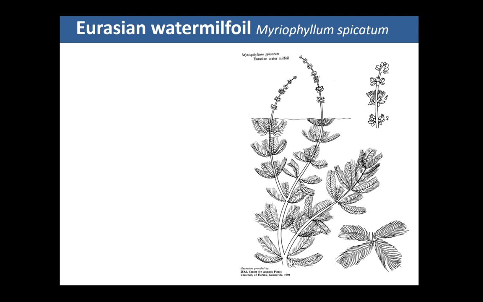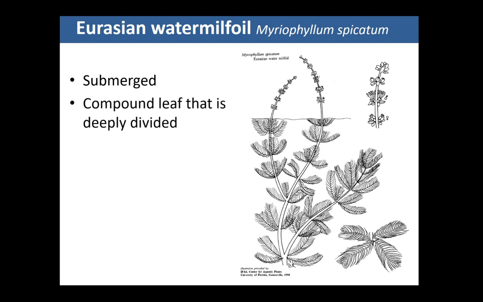Because in a drawing, the artist can always clearly illustrate the key characteristic, whereas in a photograph, sometimes you can't see those characteristics just because of the nature of the photograph. So we'll use this picture here to go over the key anatomical features to look at for Eurasian water milfoil. First of all, it's submerged. This illustration depicts that. The bulk of the photosynthetic material is below the surface of the water.